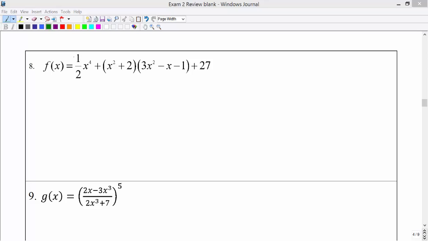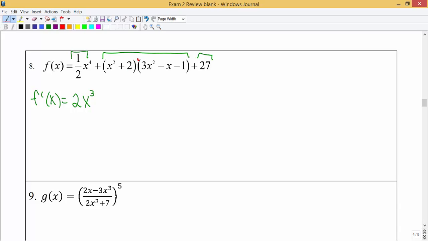For number 8, we have 3 separate terms. So we're going to take the derivative of each of these terms individually. So let's write this as f prime of x is equal to the first one, power rule. We're going to multiply 4 times 1/2, which gives us 2x, and we're going to reduce the power by 1.